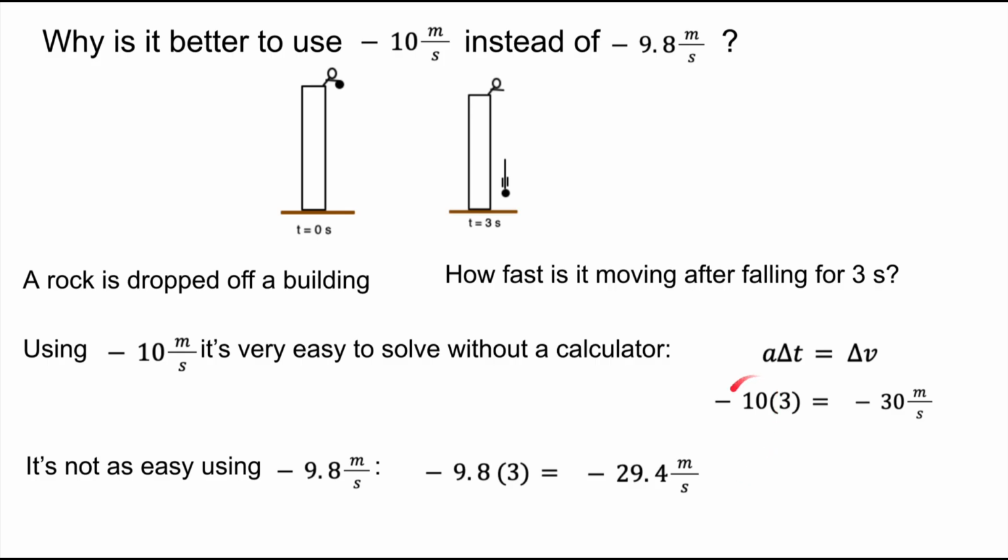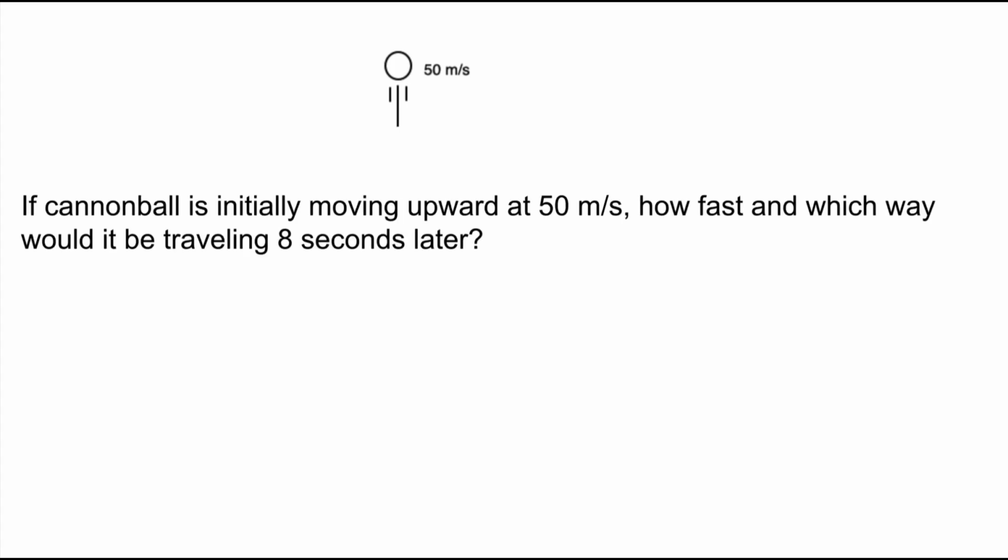The difference between this and this is trivial. But by using this, it just makes it so much easier to learn physics. And honestly, we often don't even need to do this. We're often just going to leave it as g in AP Physics 1. But let's just try this here. I've got an object moving upwards at 50 meters per second. And it's a cannonball, turns out, okay? It's moving upwards at 50 meters per second. I want to know how fast and which way will it be going 8 seconds later. So I wasn't told what the acceleration is, but I'm to assume, unless I'm told otherwise, that I am here on Earth.